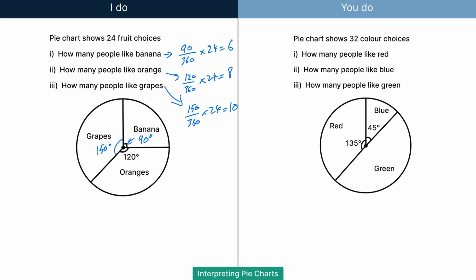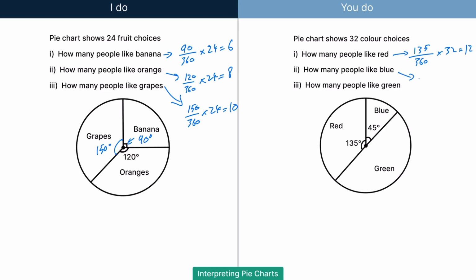So hopefully you've pressed pause and had a look at the example on the right. So it says the pie chart shows 32 color choices. How many people like red? Now, what is red as a fraction? So as a fraction in the pie chart, red is 135 out of 360 times that by 32. So 135 out of 360 times 32, that gives me 12.